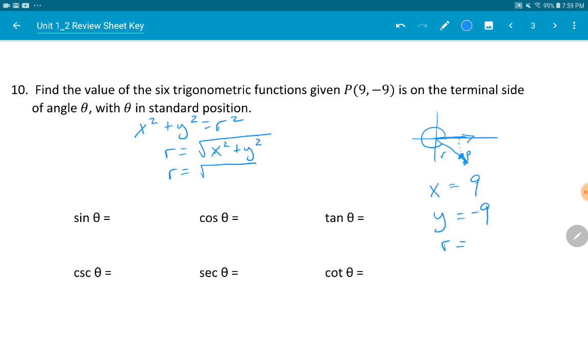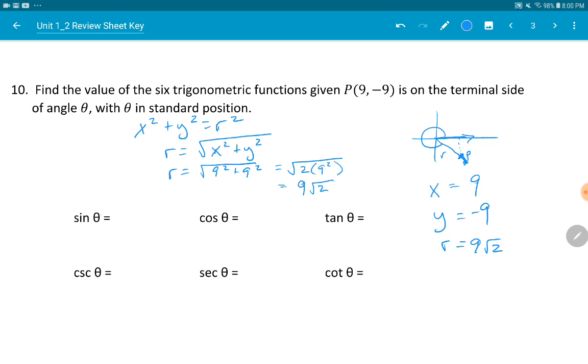So now just plug in the x and the y, and we can leave the square root positive. We have 9 squared plus 9 squared, which equals 2 times 81. Or in fact, we can even leave that as 2 times 9 squared. And we can just take that 9 squared out and get left with 9 radical 2. So r is 9 radical 2.